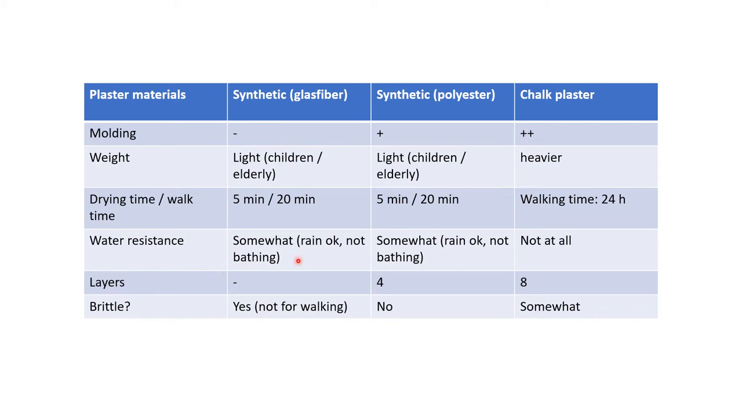And then how many layers? Well, I actually don't know this, and I've never used this, but the polyester is 4 layers and the chalk is 8 layers of plaster for a decent cast. And then the brittleness: will it break if you walk on it? Glass fiber is not for walking on. This will not break. You can walk on it. And this is somewhat brittle. So, depends. These are the features. In general, you probably use the synthetic, sometimes because you don't have any other things in your departments. But the polyester, I'm told, is good for the elderly and children because of the low weight, and it's drying quite fast.